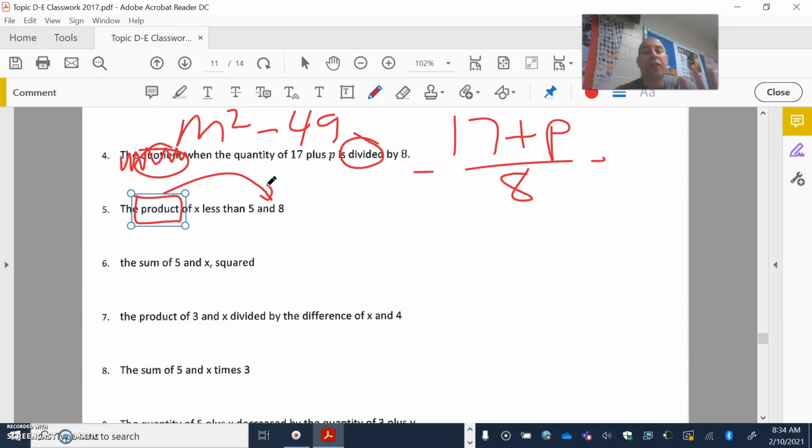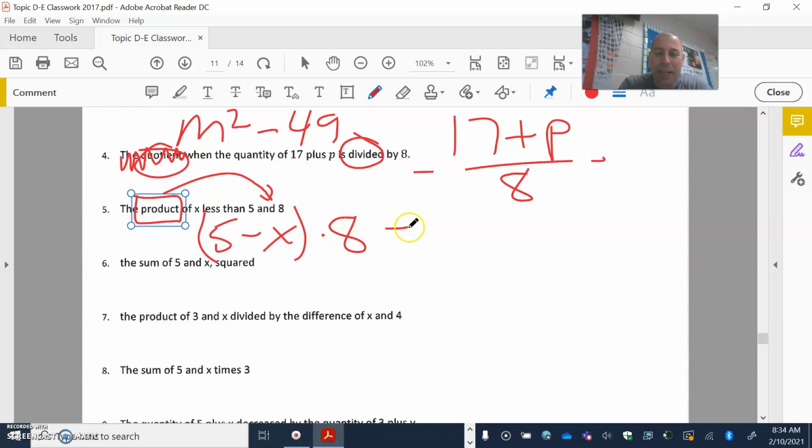So "and" is universal, and kind of depends on who's along with it. X less than 5 and 8. Those are the two things we're multiplying together. So I'm multiplying together 5 minus x. Remember, it's less than, so flip the order. And I'm going to multiply it with 8. Now, there's the separation. So it's going to be this guy times this guy.